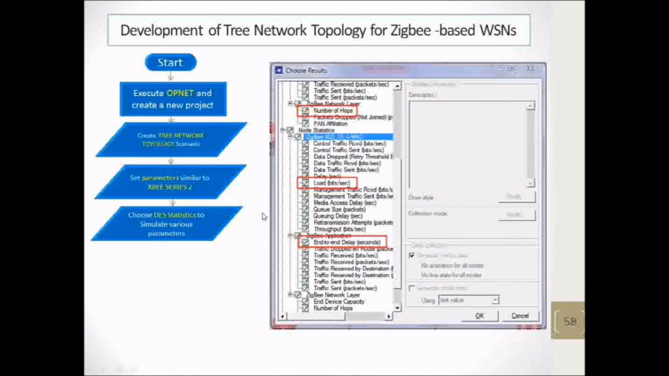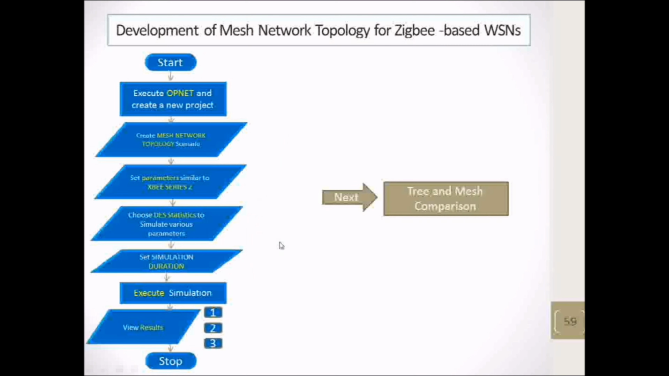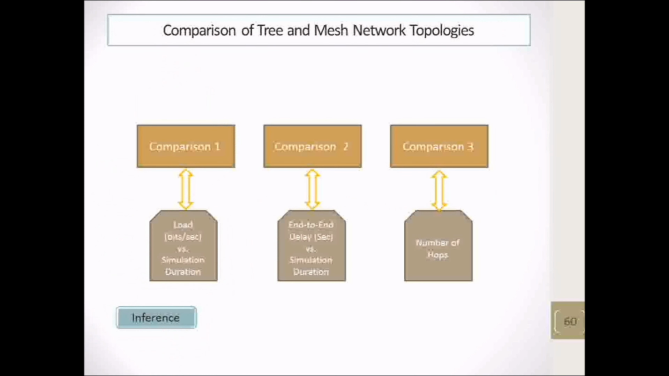Similarly, for mesh network topology, the OPNET Modeler software has to be opened. We have to create the mesh network topology, then set parameters similar to the Zigbee hardware module, choose the necessary data encryption statistics to get the desired simulations, then set the simulation duration and execute simulation to get the results. Now we will see the comparison.